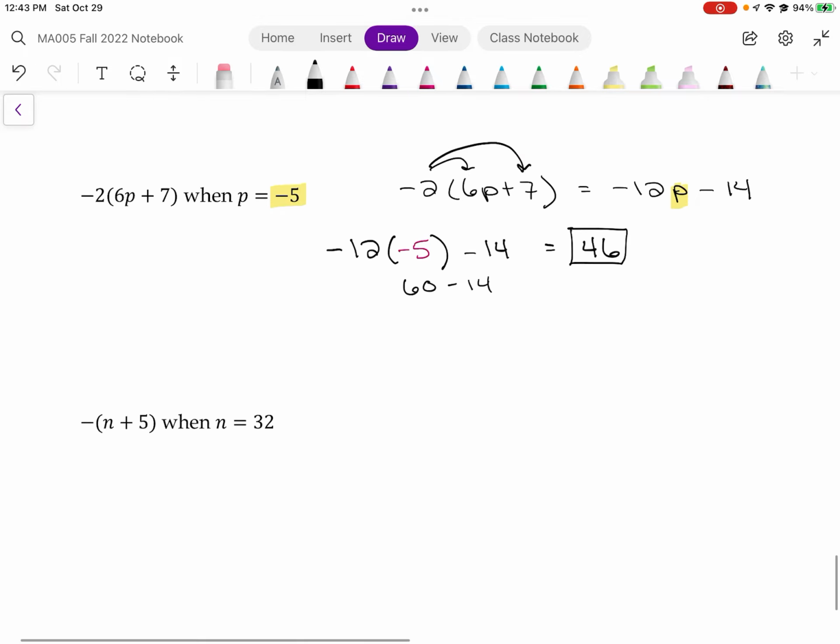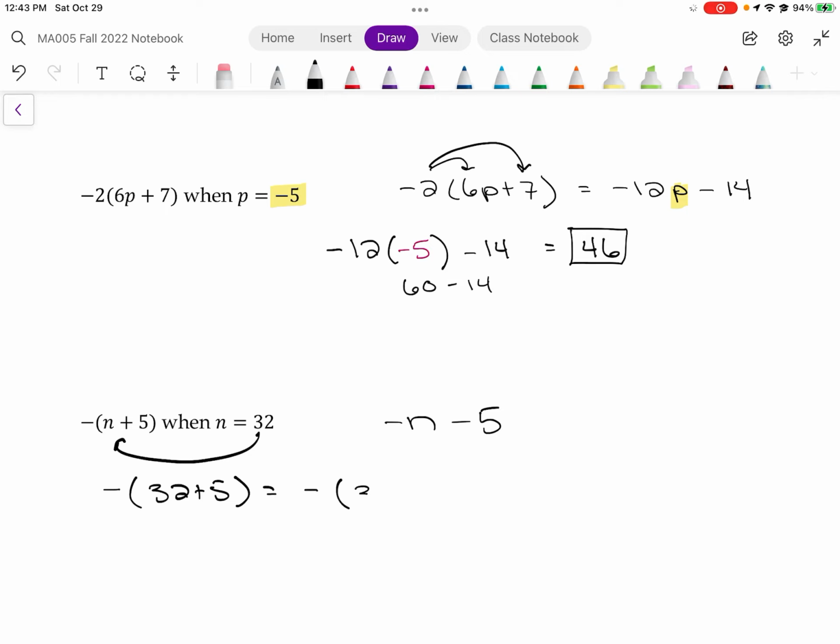Negative n plus 5 when n is 32. Or you can just put the n in right there and say negative 32 plus 5 is negative 37, so we just get negative 37. If you did negative n minus 5, you would say negative and put the n in, 32 minus 5. Negative 32 minus 5 is negative 37. Whichever way you want to do it, I honestly on that one think it's easier to plug in first.